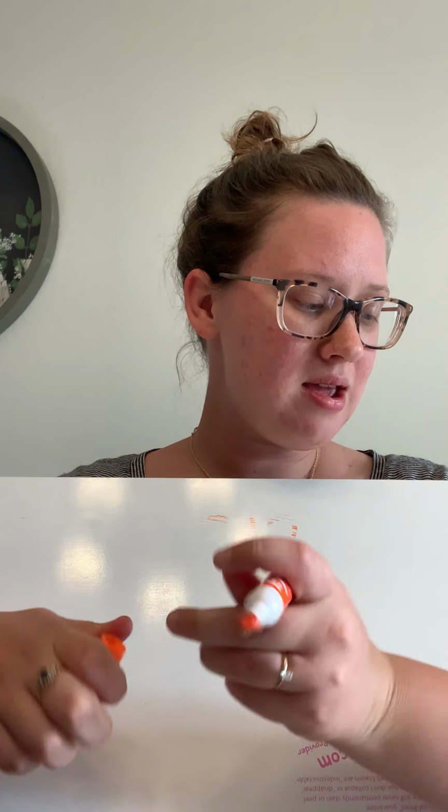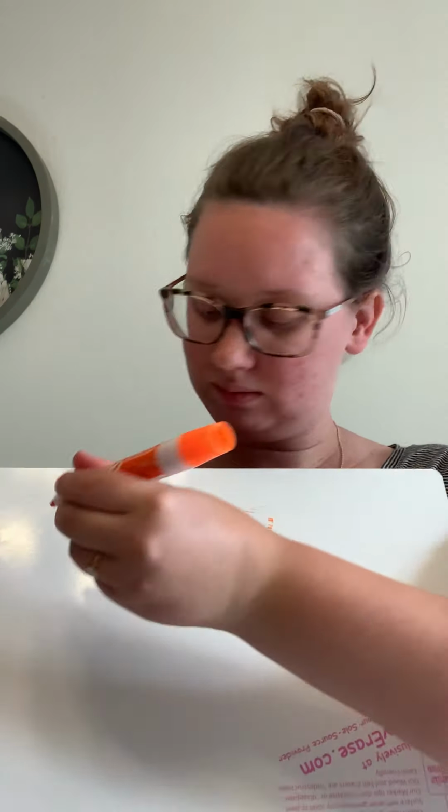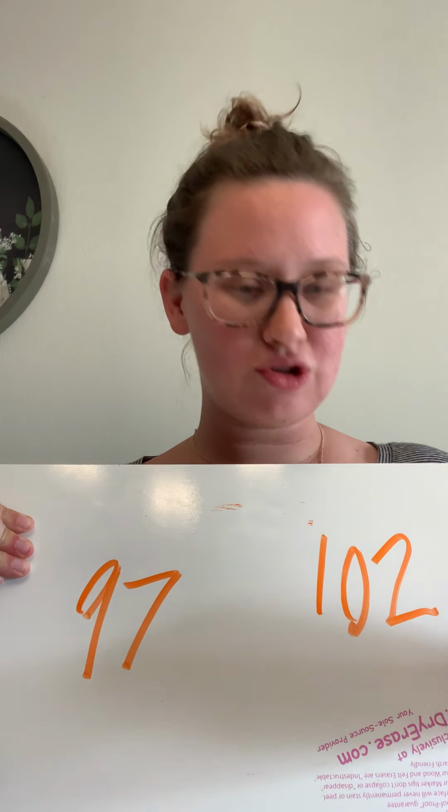Okay. On the bottom part, it says number 2, circle greater than or less than. Whisper the complete sentence. So 97 is less than or greater than 102. So 2A, 97 or 102. So I'm going to look at my biggest place value.